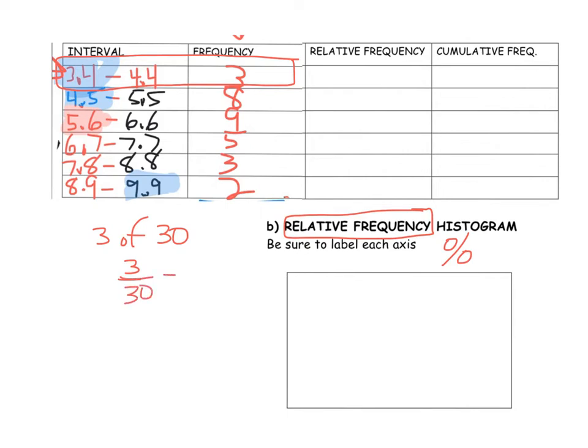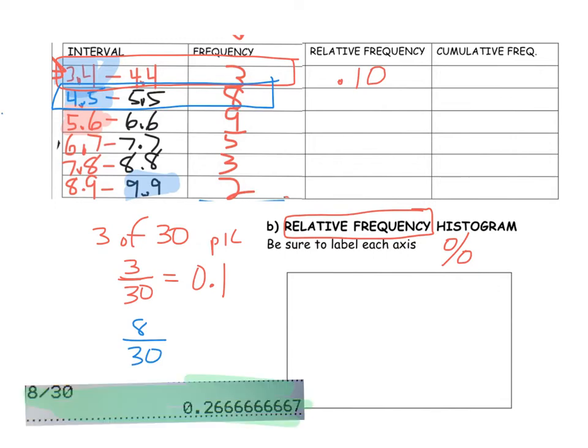When you do that on your calculator, take a picture of it, you should get 0.1. So what does that mean? That means 10% of the data. And for the relative frequency, we're always going to go to 2 decimal places. So the relative frequency for the first interval is 0.10, or 10%. For the second interval, from 4.5 to 5.5, 8 of the 30, if we do that on our calculator, we get 0.266, so 0.27, so approximately 27% of the data are in that interval.